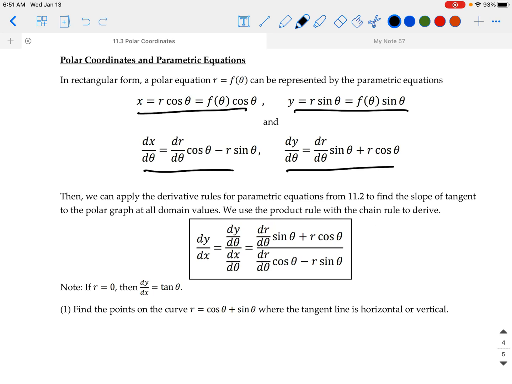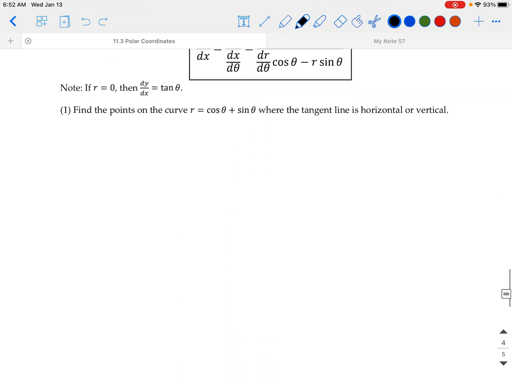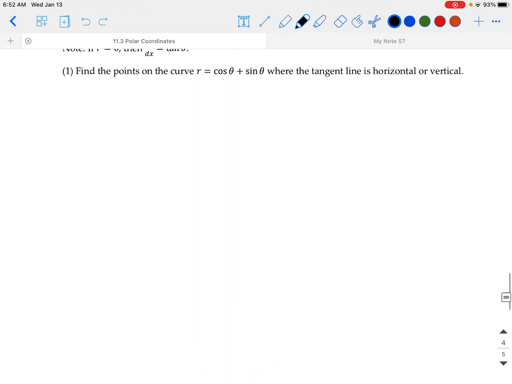Where this is going to differ from our previous parametric equations, which involve polynomial functions, square root functions, exponentials, is that sine and cosine are periodic, meaning we're going to get repeated values. So in most cases, we're going to want to consider the period or the domain that we need to get all of the values that describe our curve. So let's go ahead and get started with the first example.